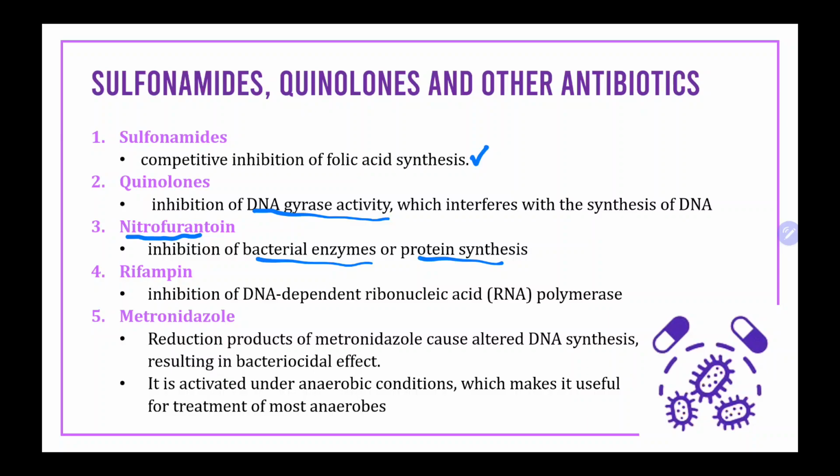Your rifampin is also an anti-mycobacterial agent which inhibits DNA-dependent ribonucleic acid polymerase. And lastly, you have your metronidazole. This is a reduction of products of metronidazole causing your altered DNA synthesis, which results in a bactericidal effect. This is activated under anaerobic conditions, which makes it useful for the treatment of most anaerobes.